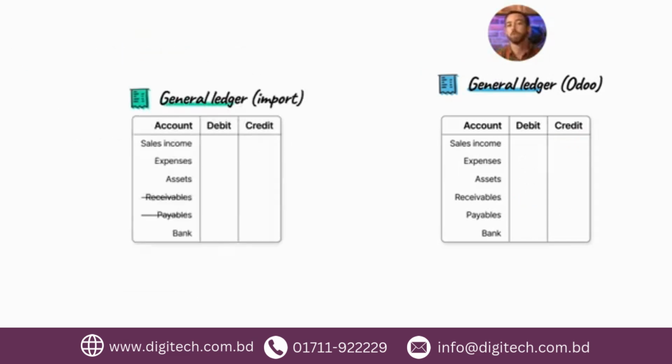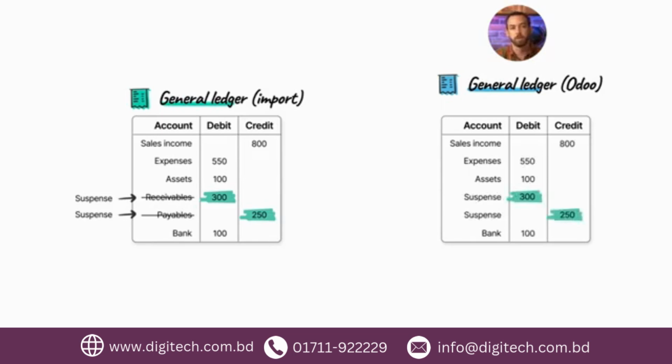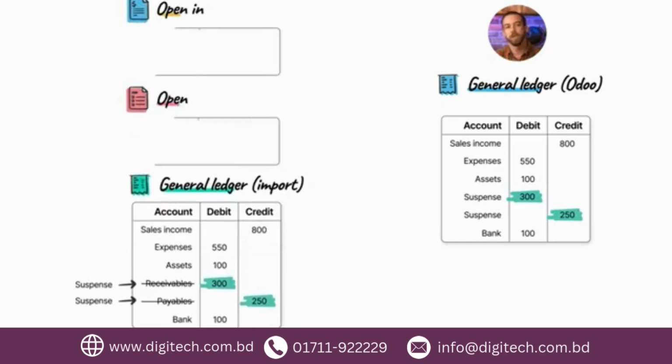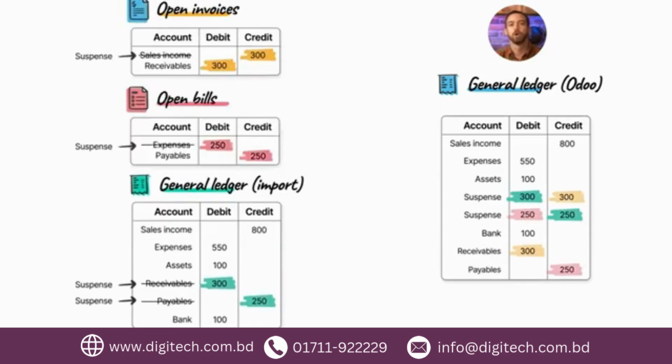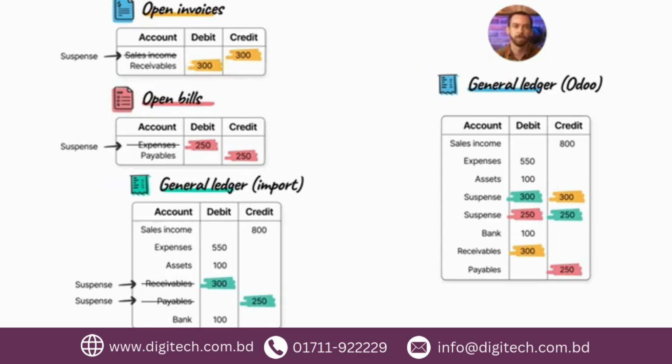So to solve this, we'll use a suspense account that will just temporarily hold that balance. We'll just replace the receivable and payable accounts on the general ledger with this suspense account, and on the invoices and bills, we'll make sure that they also hit that same suspense account so it's balanced and we don't affect any income or expense accounts.